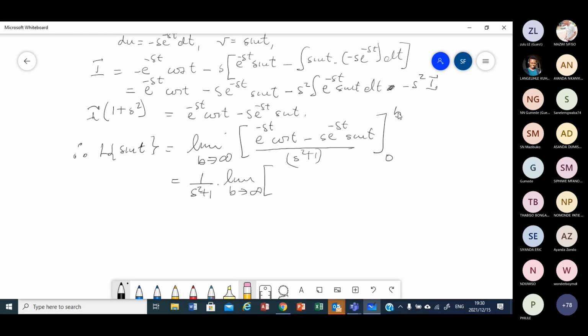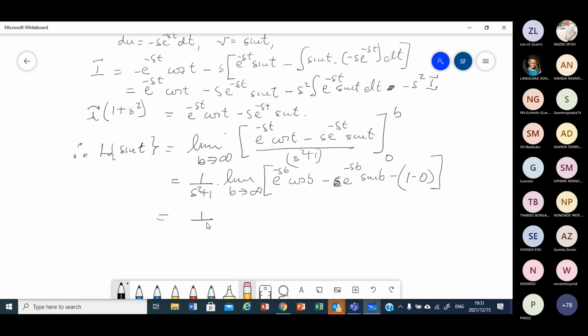Let us do the substitution. Where there is b, I put that. It's e to the minus sb cos b minus s e to the minus sb sine b. Minus, if I put 0 here, that will be 1. And then minus, if I put 0 here, that will be 0. Sine of 0 is 0. So I'm left with that.